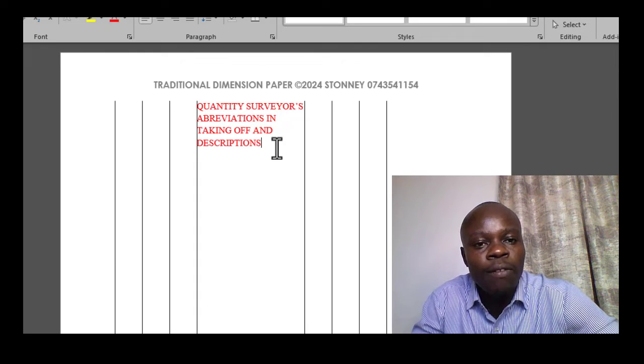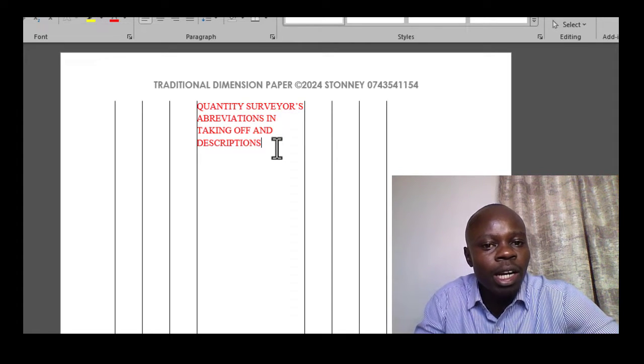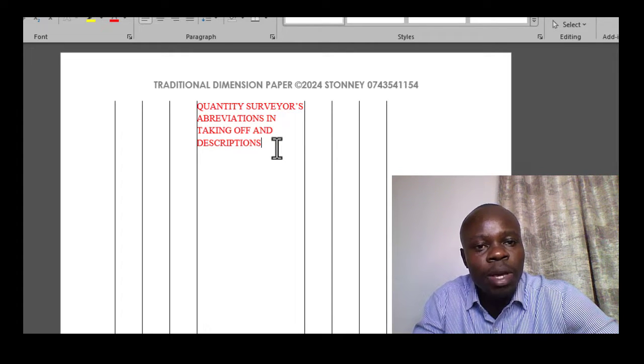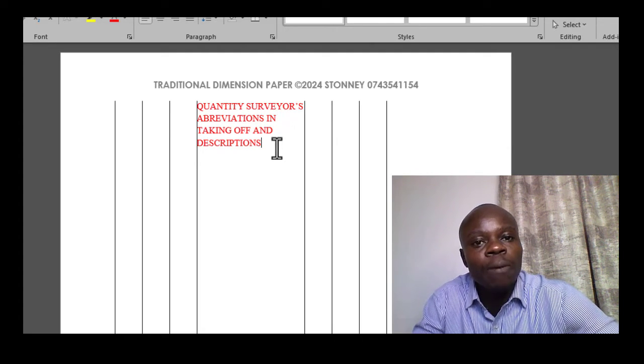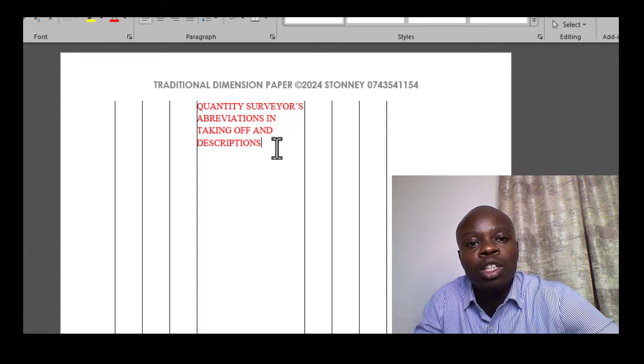In case you're wondering why you would apply these particular abbreviations, then realize that taking off, being that it's not the final output, is basically rough work that is heading you towards preparation of the bills of quantities. It's not very common that you will be writing all the descriptions into detail as you would when making the bills of quantities.